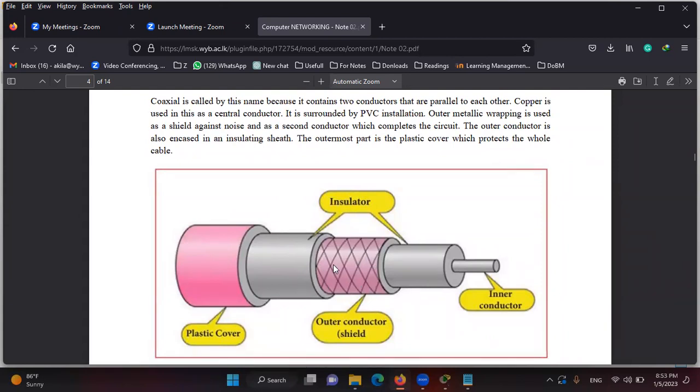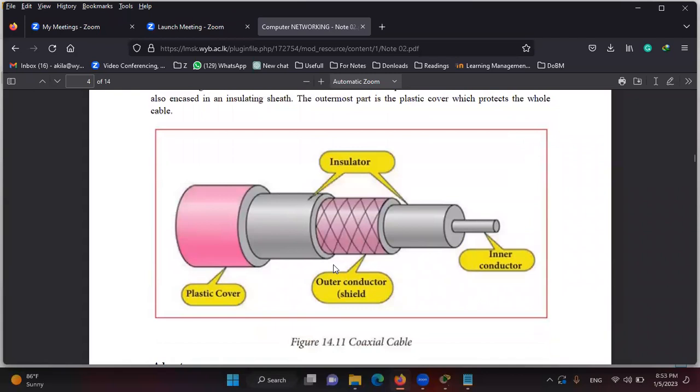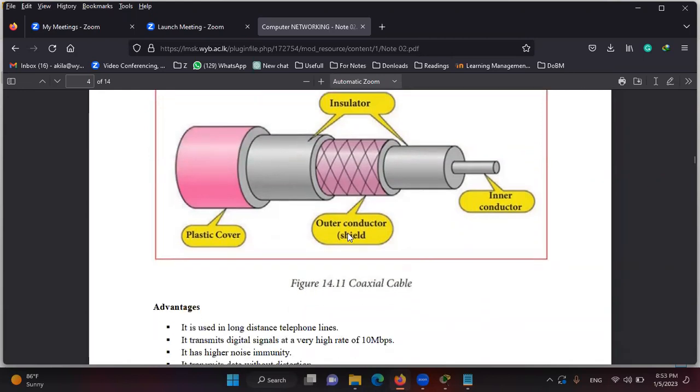So we can use these cables outside because you can see there is a heavy shield for the conductor. This is the inner conductor. Therefore, we can use these cables in outdoor networking. But these cables are unidirectional, so these are used with CCTV cameras and antennas, those kinds of situations, right?